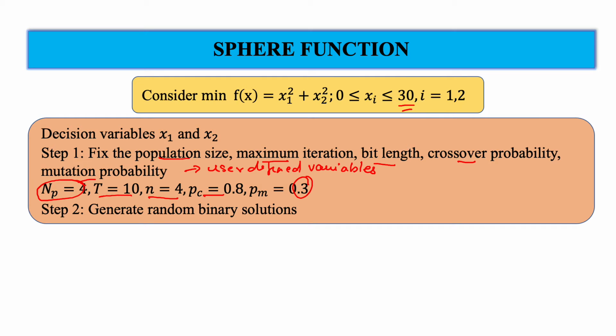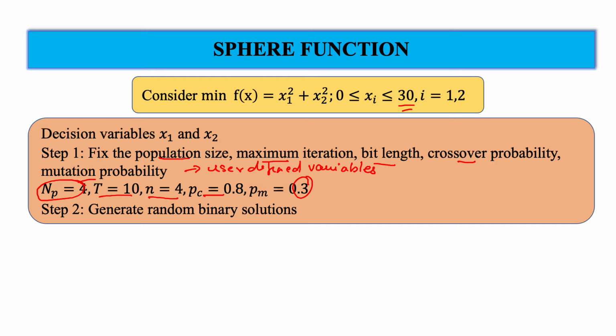Usually we keep the crossover probability at a higher value as compared to the mutation value. So we want more solutions to undergo crossover and only a few solutions to undergo mutation.